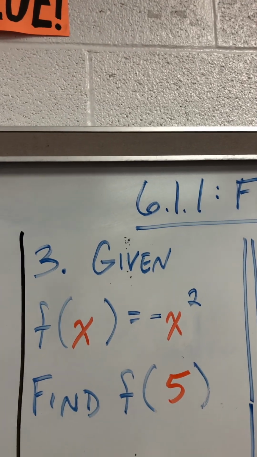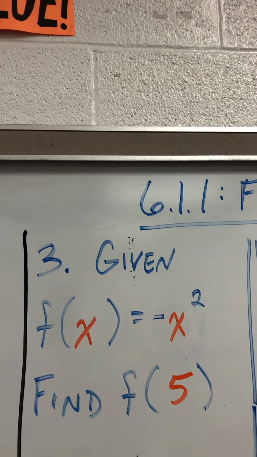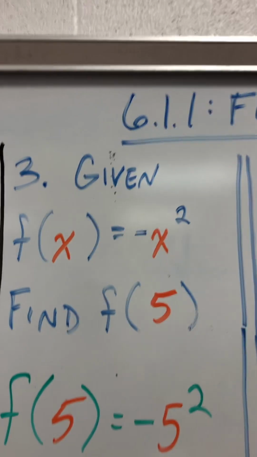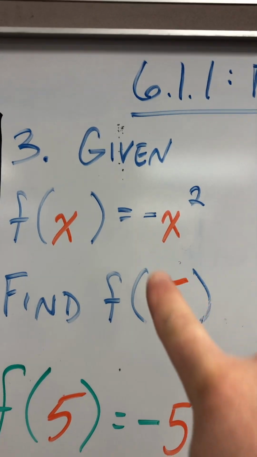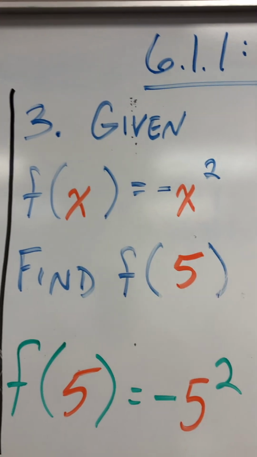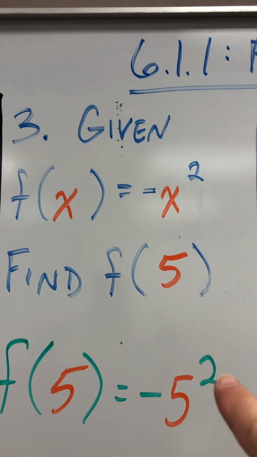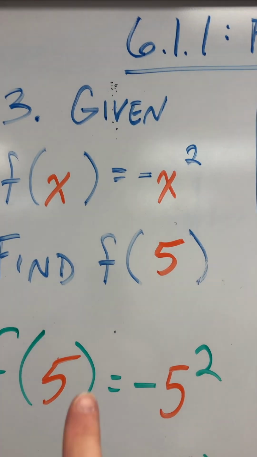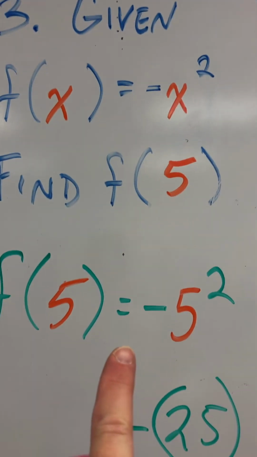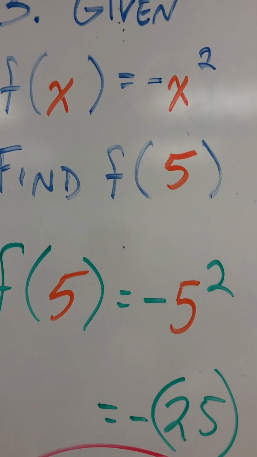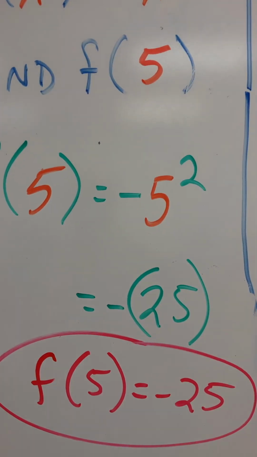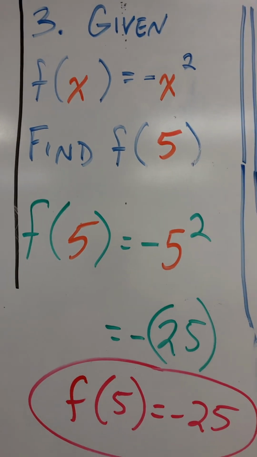F of x equals negative x squared. What's f of 5? Okay. Now, what we do here is be careful we don't lose this negative. In order of operations, please note that the 5 to the second gets multiplied first. It's as if we cover up this negative and do 5 squared, which is 25, and then we put the negative back in. So the negative of 25 gives you negative 25. Okay.